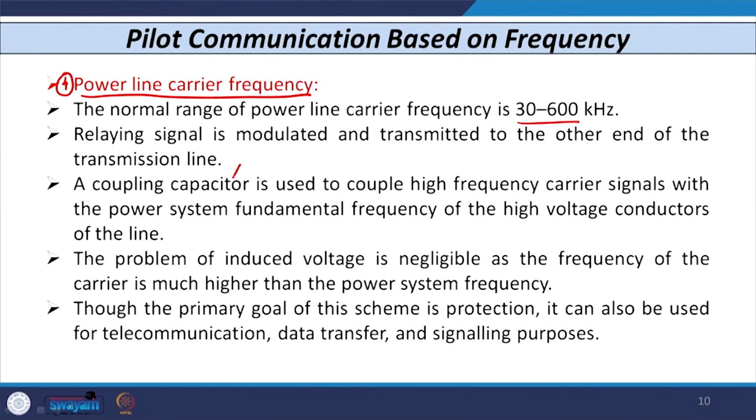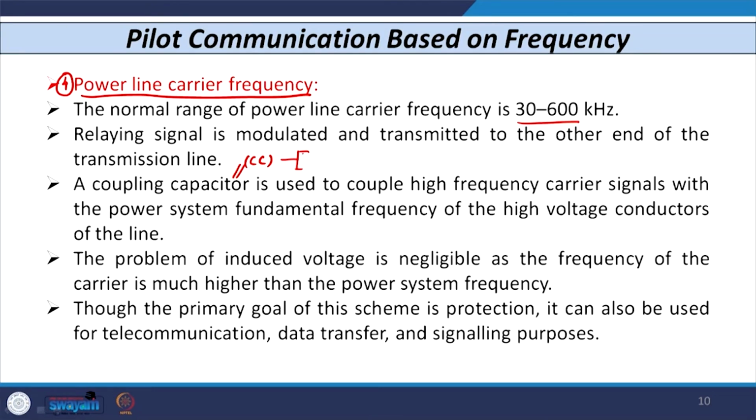The normal range of power line carrier frequency is from 330 to 600 kilohertz, and whenever you use this type of scheme, a modulator is also used at each end. So, the signal is modulated and then transmitted to the other end. The coupling capacitor is also needed. This is known as the coupling capacitor, which couples or sometimes separates the fundamental frequency from the high carrier frequency. There are 2 types of this device that we will discuss later on, because depending upon the application we have to use the coupling capacitor.